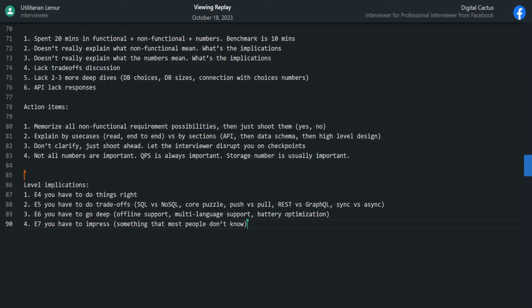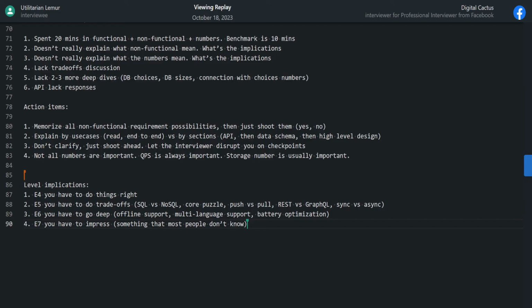And say, hey, this actually can be synchronous. This is the pros. This can be asynchronous by adding a message queue here. This is the pros and this is the cons. I decide to use a message queue. Why? Right? And that's the level of L5.